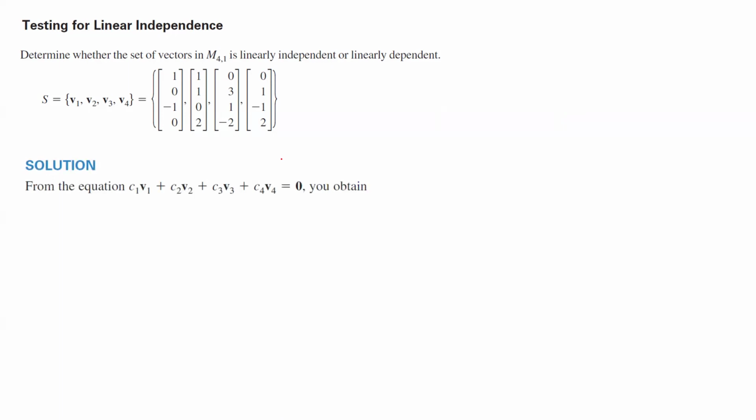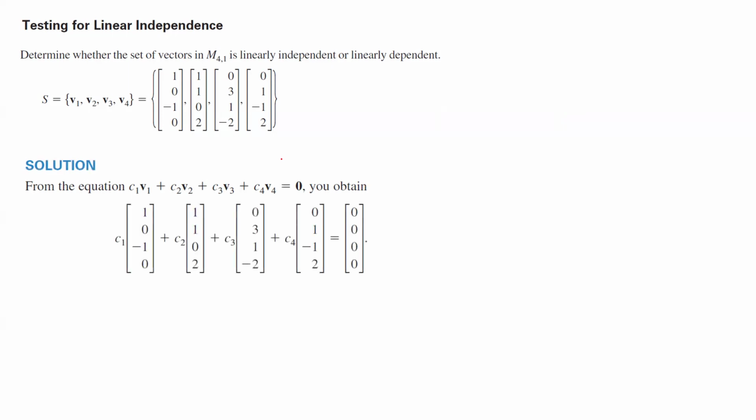From the equation C1V1 plus C2V2 plus C3V3 plus C4V4 equal to 0, we can rewrite this as C1 times the very first column matrix, which is your first vector, plus C2 times the second vector, plus C3 times the third vector, and C4 times the fourth vector. And on the right-hand side, you have the 0 vector, which is basically a column matrix.